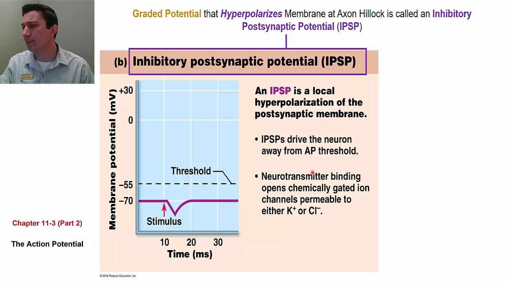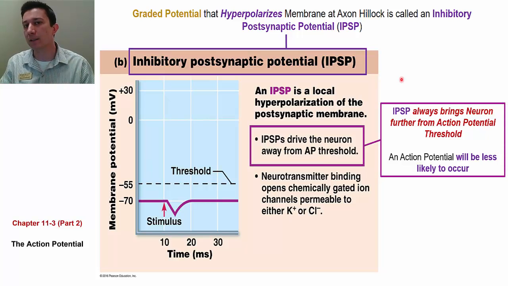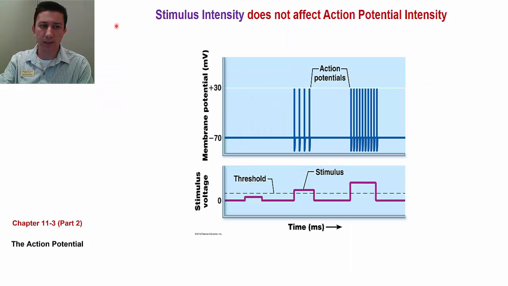And the reason for this is that the neurotransmitter that creates an IPSP is going to open potassium channels, letting potassium leave the cell. Our potassium, being a positive charge, leaves the cell. It's going to mean that our membrane voltage becomes slightly more negative for a brief time. So IPSPs always bring the neuron further away from threshold, so an action potential is going to be much less likely to occur there.